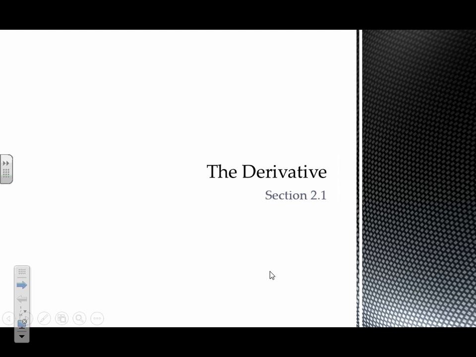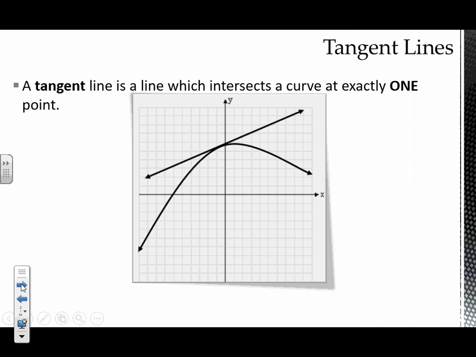The derivative, what is it? Okay, there are some synonyms with the derivative. One of them is, well, before I get there, sorry, I was out of order. Okay, first of all, a tangent line.